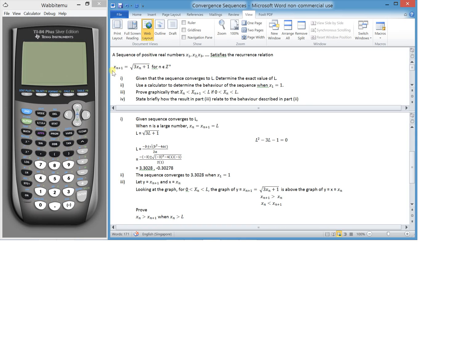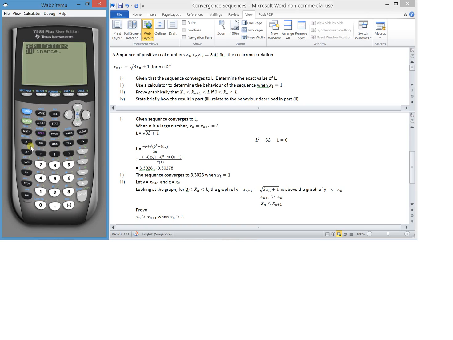So let me use this calculator to show you what I mean. Let's go to the main page. Let's switch this to sequence mode first. Okay, it's already in sequence mode. This SEQ means sequence mode. When it's in sequence mode, we can use this to do a sequence.